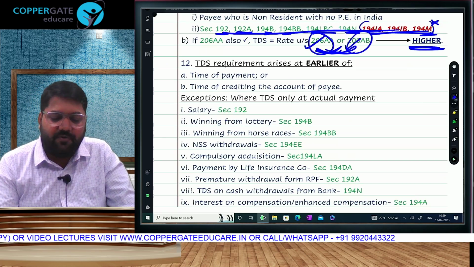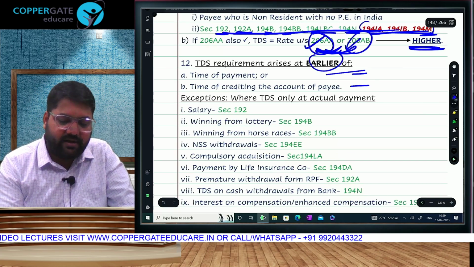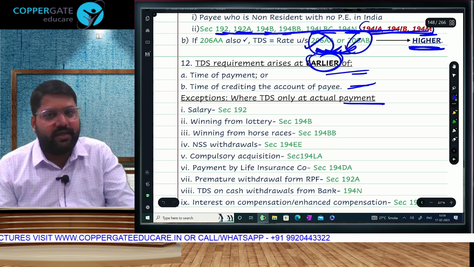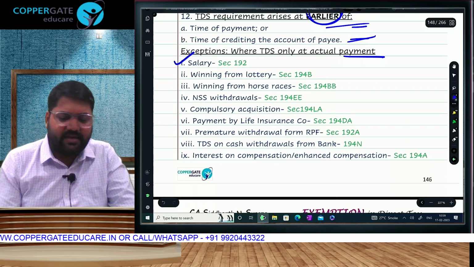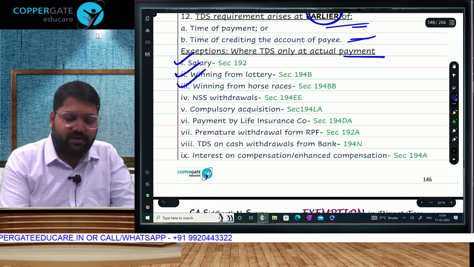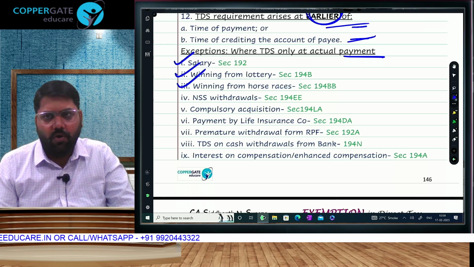TDS will come at the time of credit or payment, whichever is earlier. But in the following cases it will be only at the time of payment. 9 cases are only at the time of payment. Salary TDS only at the time of payment. Winning from lottery and horse races, only at the time of payment.